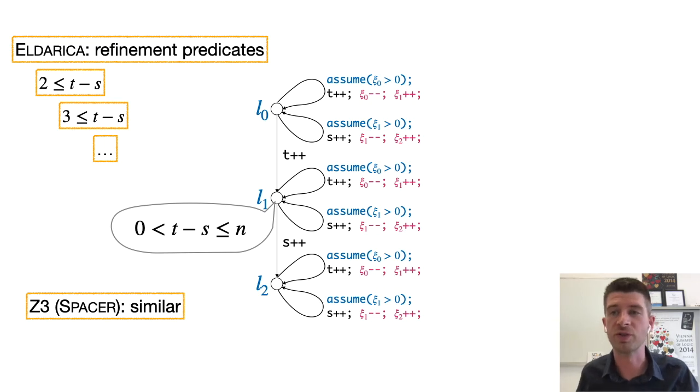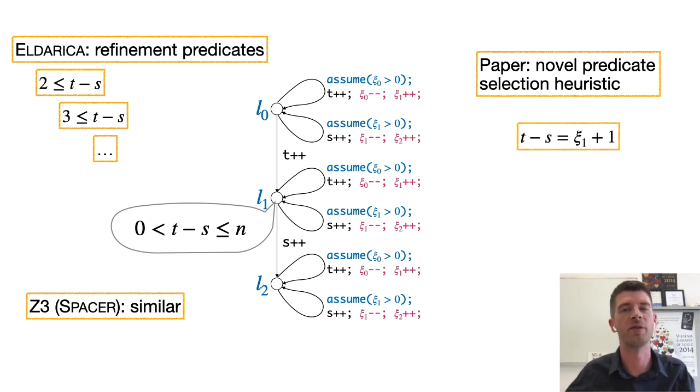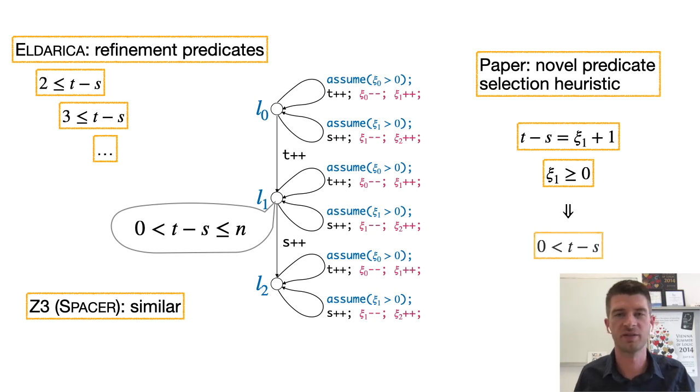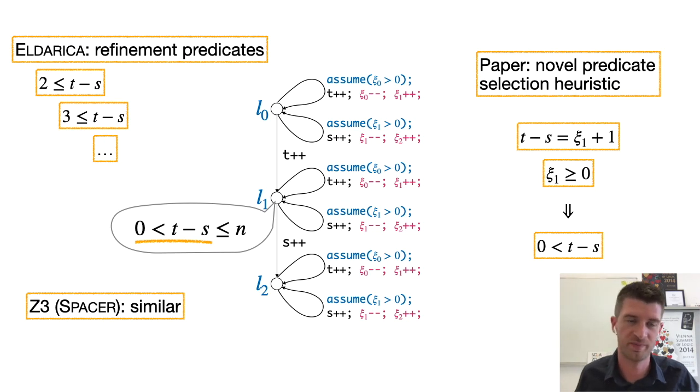So what we introduced in the paper is a novel predicate selection heuristic that finds refinement predicates that look like this. T minus S equals the number of threads in location 1 plus 1. And together with the fact that our counters are never negative, this implies that T minus S is positive, which proves the lower bound on our assertion.